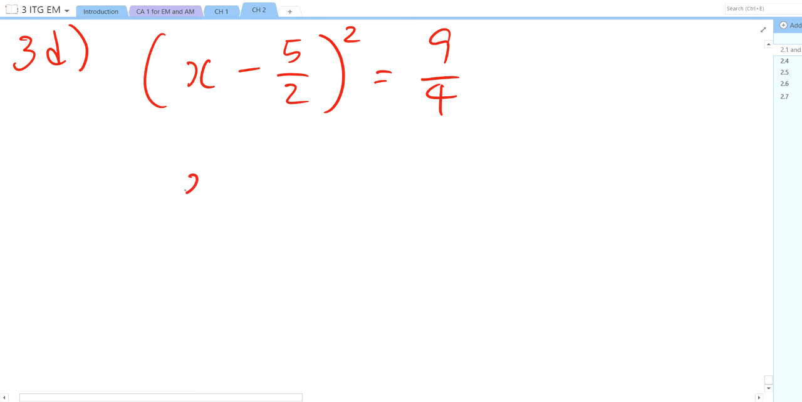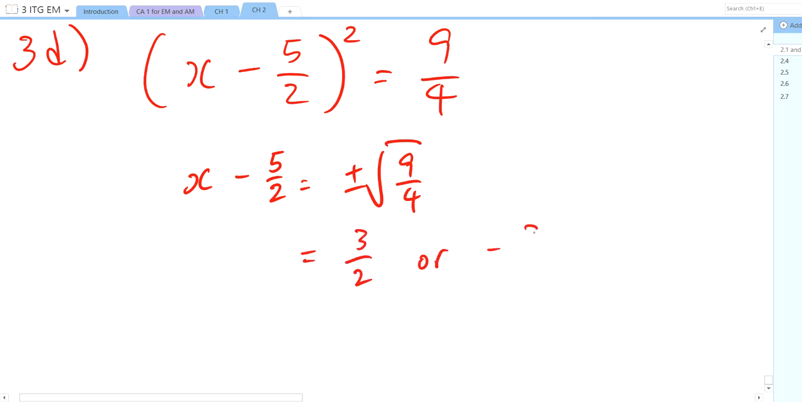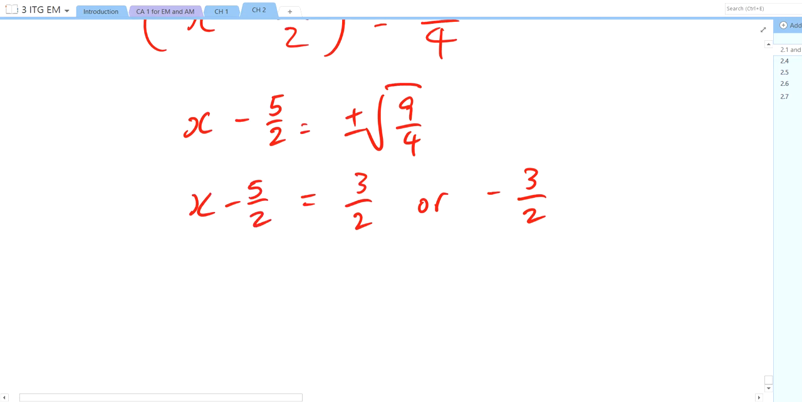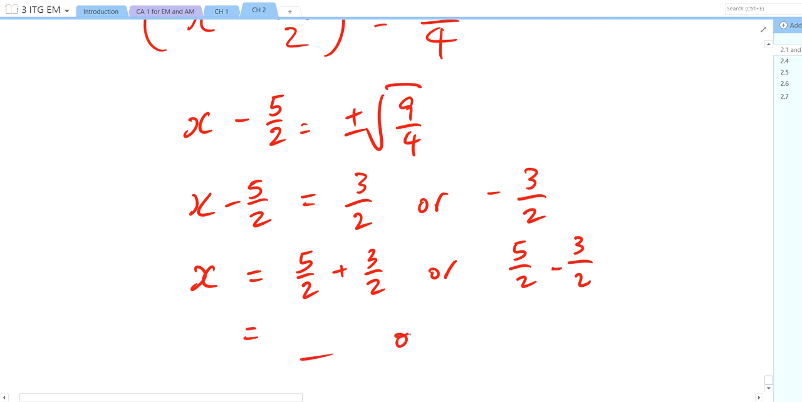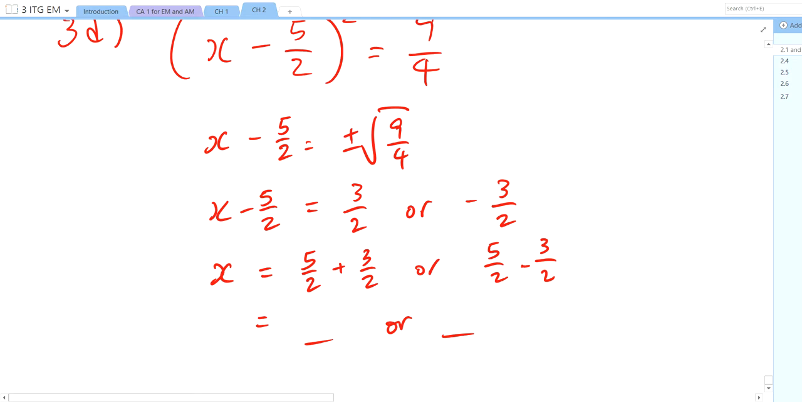So we square root both sides, we get x minus 5 over 2 equals plus minus square root of 9 over 4. That gives me 3 over 2 or negative 3 over 2. So this is x minus 5 over 2. So from here on, it must be clear to you that we have 5 over 2 plus 3 over 2 or 5 over 2 minus 3 over 2. And you get your answers. Okay? Okay, so that's all for the homework.